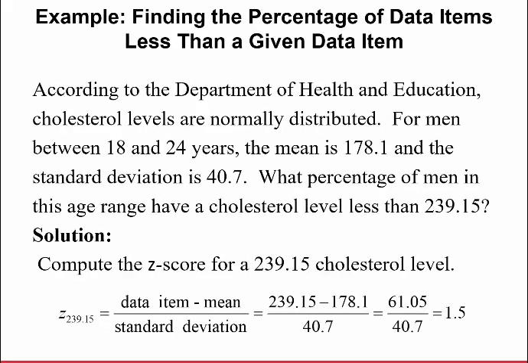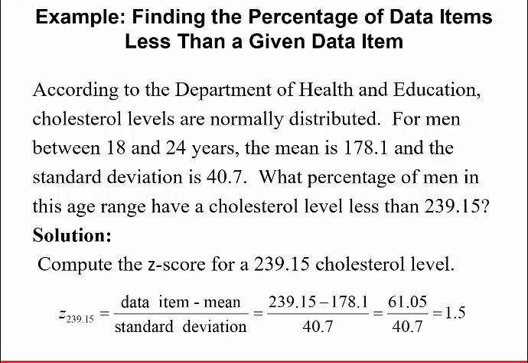According to the Department of Health and Education, cholesterol levels are normally distributed. So cholesterol levels for individuals follow this bell curve shape. For men between 18 and 24 years, the mean cholesterol level is 178.1, and the standard deviation is 40.7. Those are two important values to be given, the mean and standard deviation. So what percentage of men in this age range have a cholesterol level less than 239.15? Pretty high cholesterol.